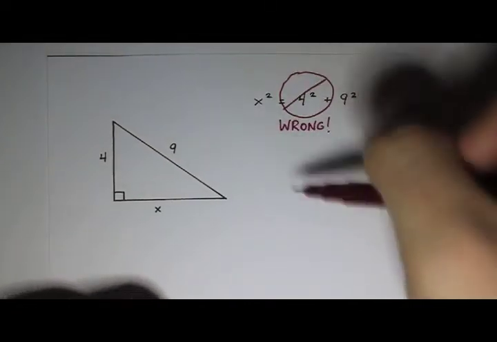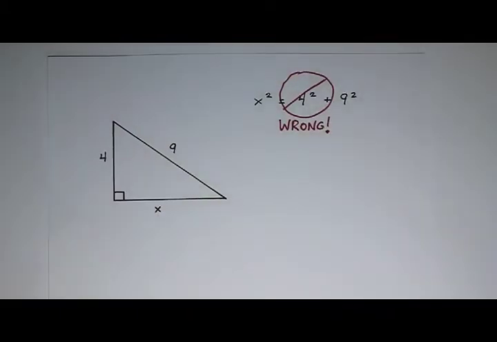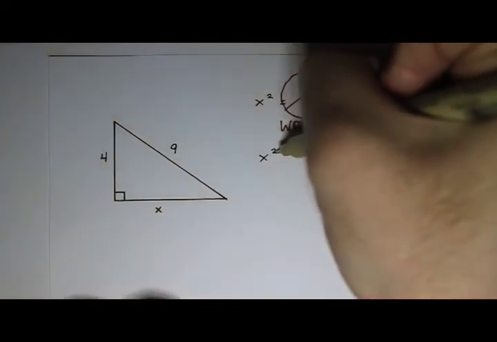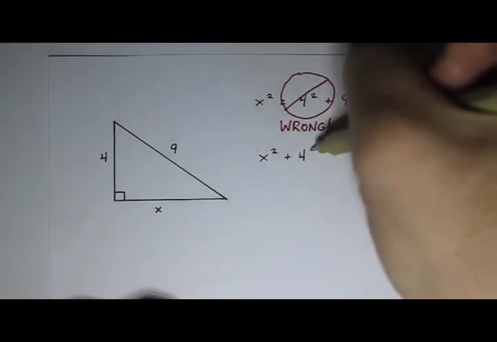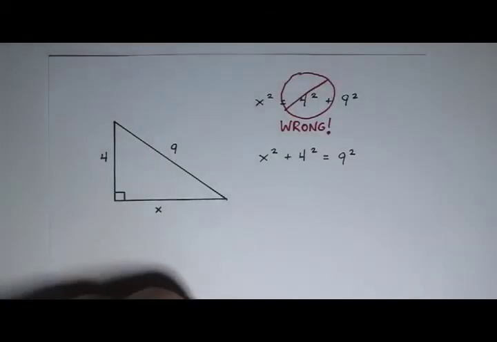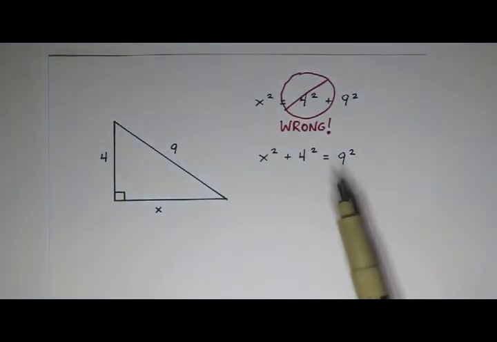Okay, so let's do it the right way. The right way would be to make sure the hypotenuse, which in this case is 9, is by itself on one side of the equation. So I could say x squared plus 4 squared equals 9 squared. Now I'm okay, because the hypotenuse is 9, and the 9 is by itself on one side of the equation.